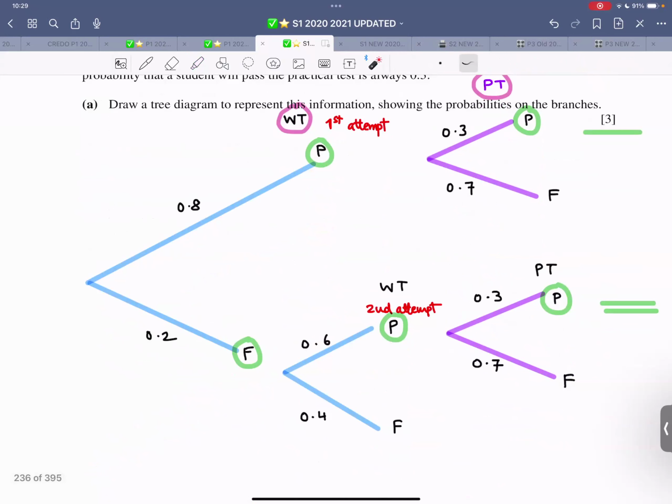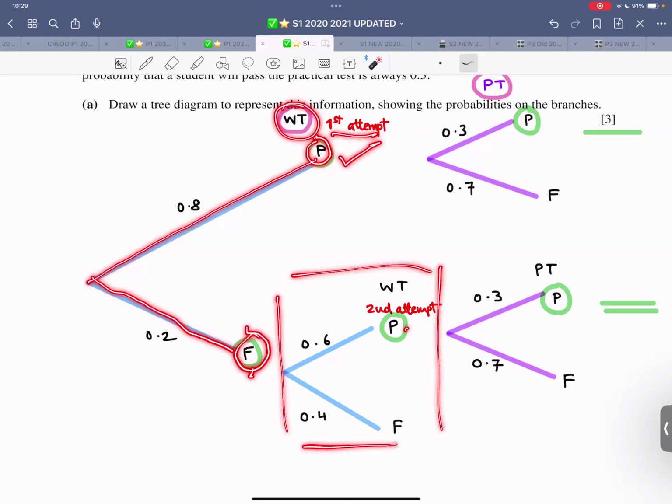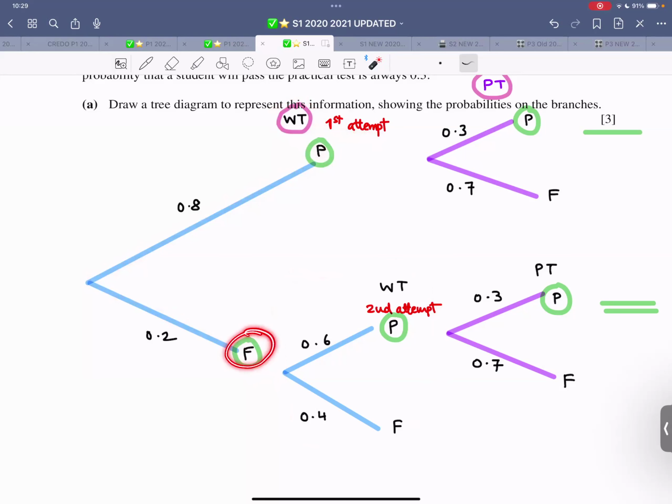Ignore the values. Let's first focus on it. This is passing on the first attempt. This is failing on the first attempt. That's for the written test. If they pass, that's perfectly fine. If they fail, they can try the written test again. So pass and fail. If they fail, there is nothing ahead of them. If they pass the written test, whether on the first attempt or the second attempt, then the possibility of the practical test appears. All clear?